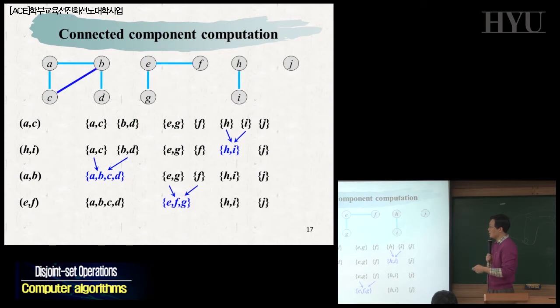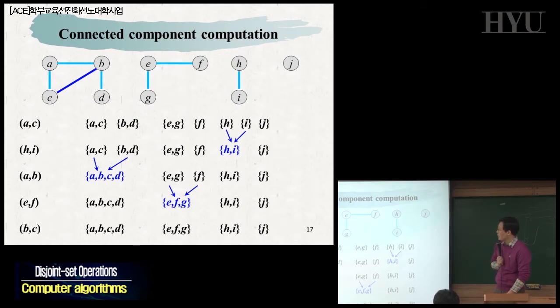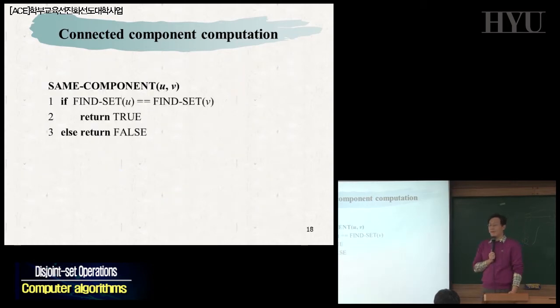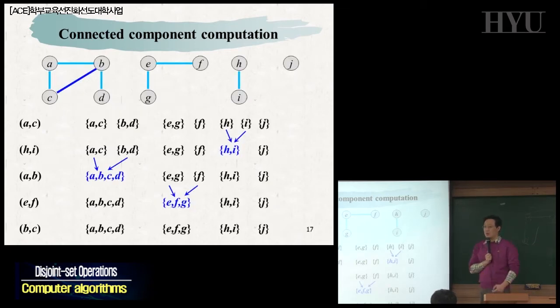How about this? B, C. In this case, B and C are already in the same set, so we don't do anything. They remain the same. Okay, done. So this is how the disjoint set operations are used to find connected components.